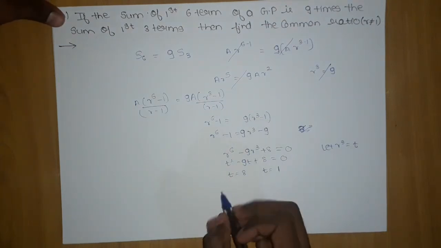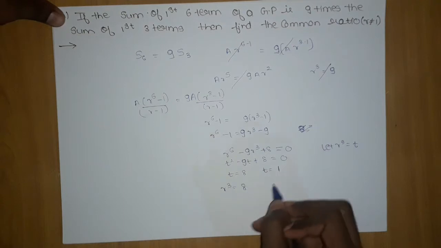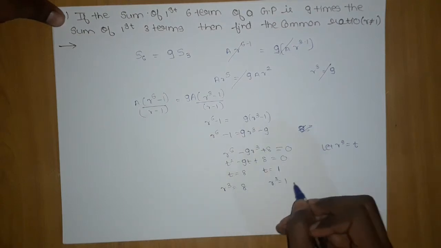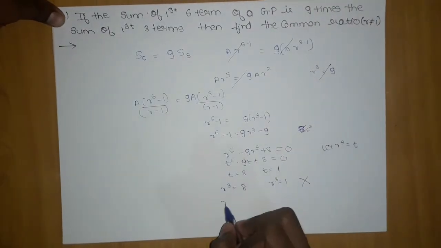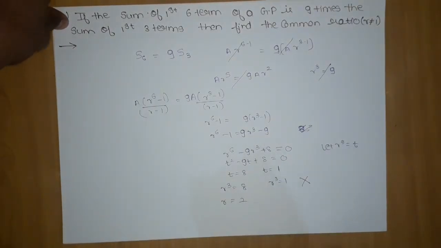Now if I substitute the t value, which is r cube, r cube should be equal to 1, but this is not possible. Why? Because r is not equal to 1. So we get r equals 2 as the answer.